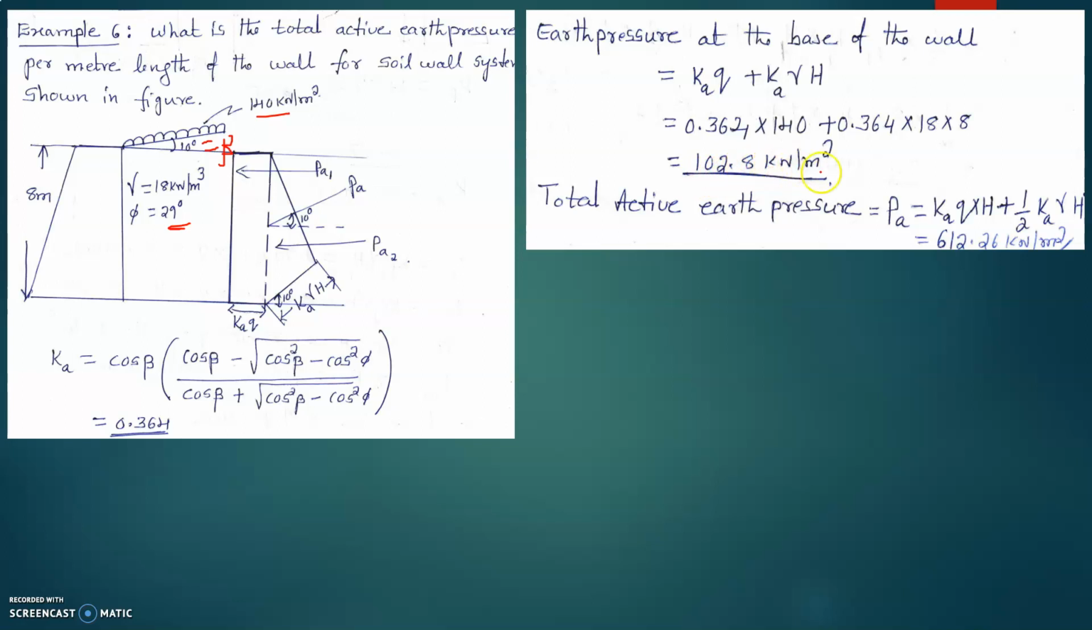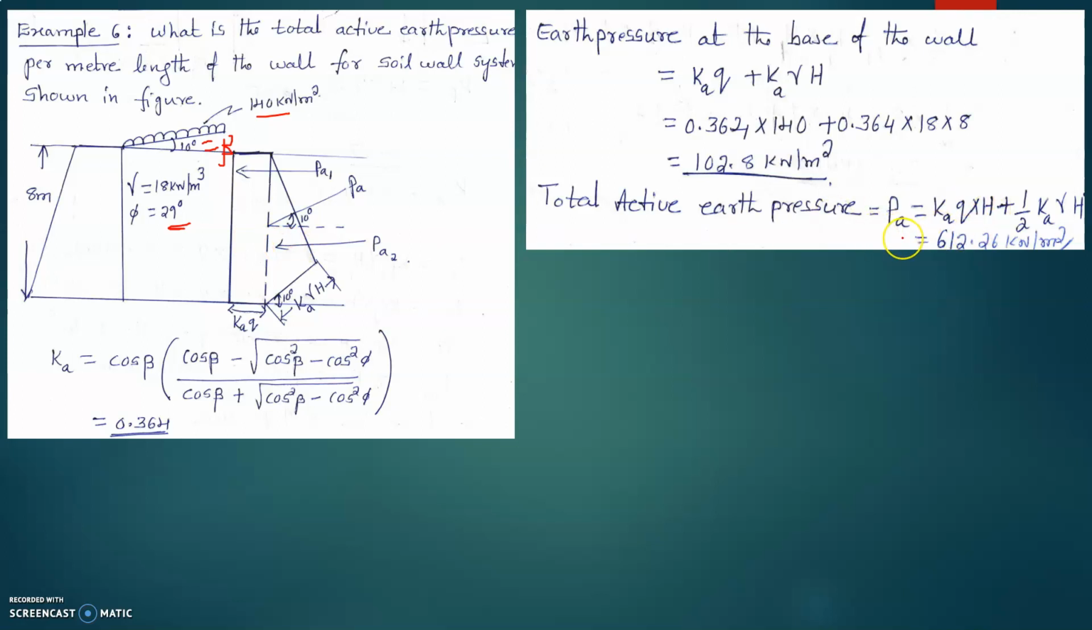Next, it is asked to calculate the total active earth pressure per meter length of the wall. So per meter length you have to calculate. That is nothing but the area of the pressure distribution diagram. Here there are two areas, one is a rectangle, one is a triangle. So let us calculate that.